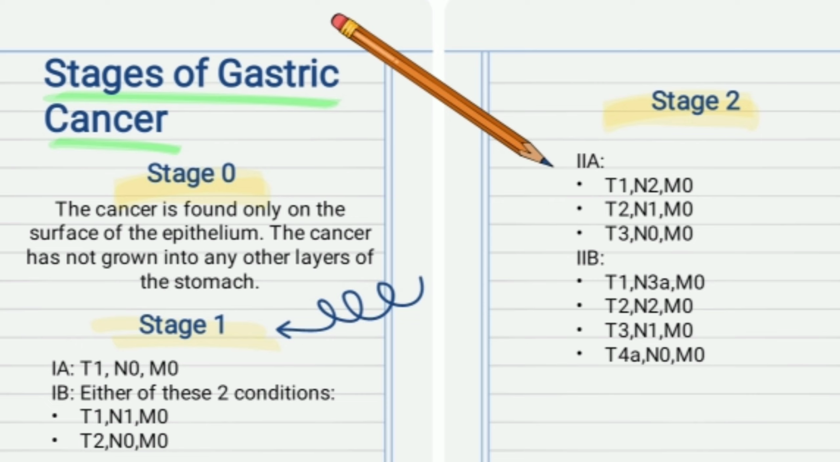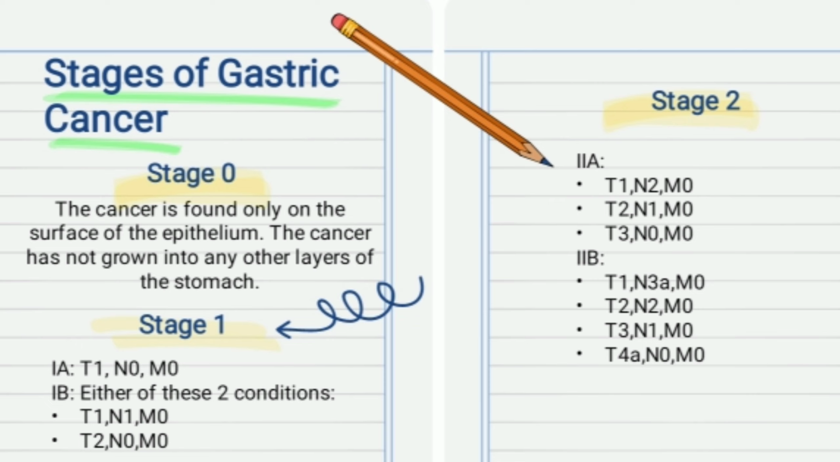First, T1N3AM0, meaning the cancer has grown into the inner layers of the wall of the stomach and it has spread to 7 to 15 lymph nodes but not elsewhere. Next is the T2N2M0. The cancer has invaded the outer muscular layers of the wall of the stomach and it has spread to 3 to 6 lymph nodes but not elsewhere. And the T3N1M0, meaning the cancer has gone through all the layers of the muscle into the connective tissue outside the stomach but has not grown into the peritoneal lining or serosa. And it has spread to 1 to 2 lymph nodes but not elsewhere.